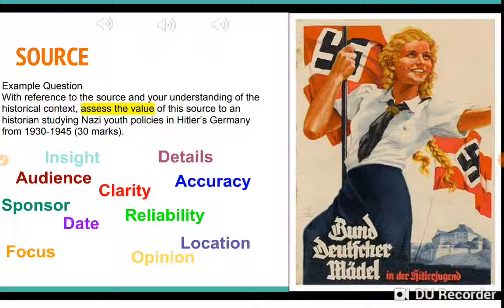Perhaps purposefully, the source is unwilling to reveal much detail of the youth policy. While this may be due to the nature of the source itself, it could suggest the Nazi authorities felt some need to conceal their true intentions for the Aryan female youth. Finally, sponsor. Clearly, the Nazi Party demanded the production of this source, and as a consequence, they heavily influenced the message it conveys.